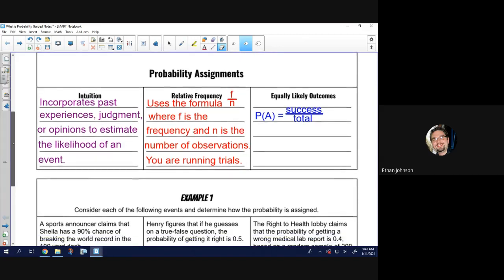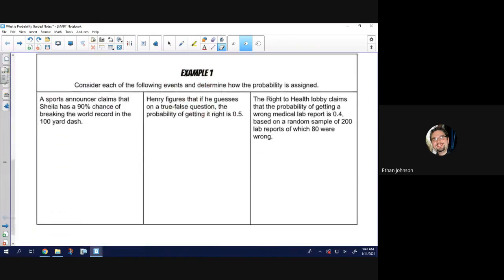So let's look at example 1. We're going to consider each of the following events and determine how the probability is assigned. So, first one, a sports announcer claims that Sheila has a 90% chance of breaking the world record in the 100-yard dash. Since there are no trials being done, and they're claiming, and it's not really based off of anything, this one is going to be based off of intuition.